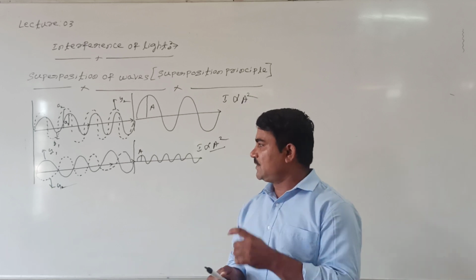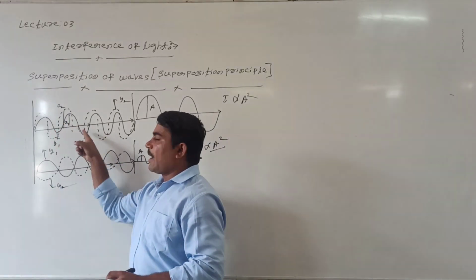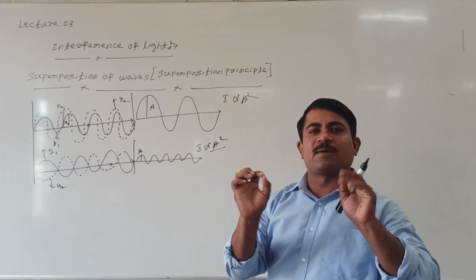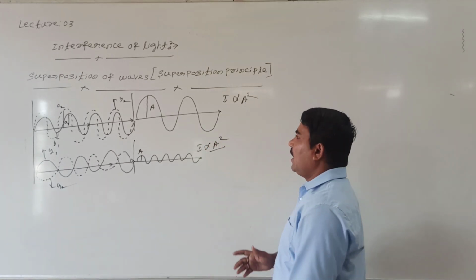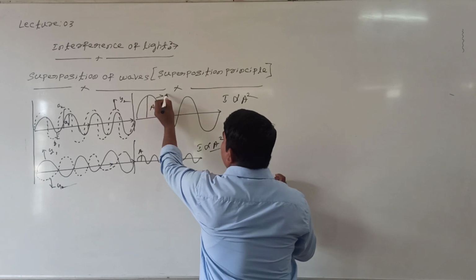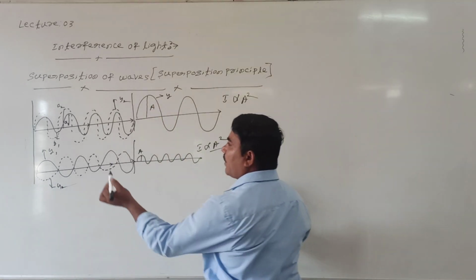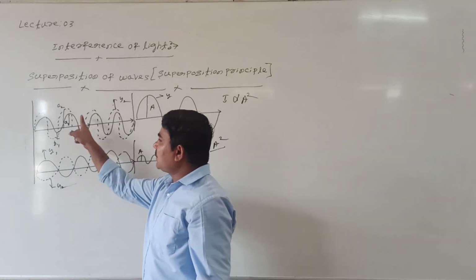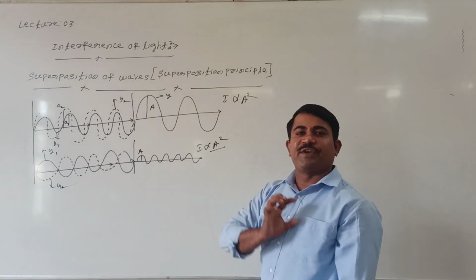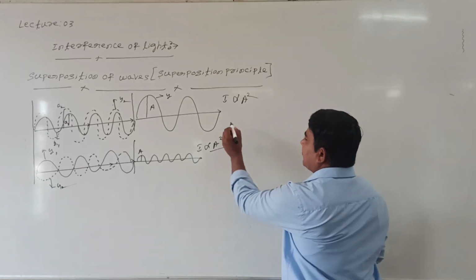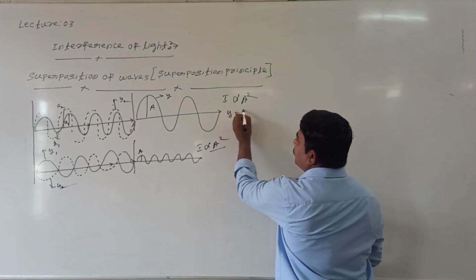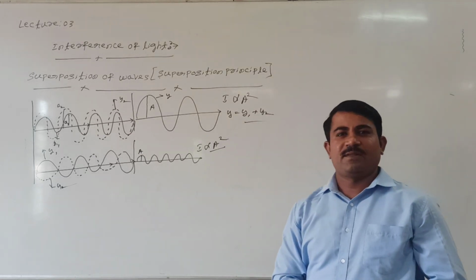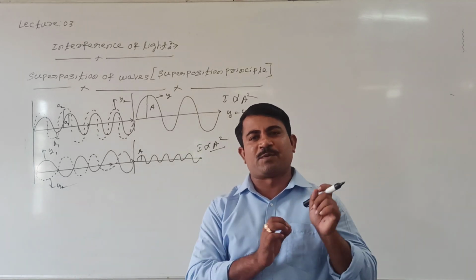So here what happens? Whenever a crest is overlapping the crest or a trough is overlapping with the trough, let us take the displacement of the resultant wave. I can take this as the displacement of the resultant wave, because here two waves are available. One is y1, the second one is y2. Wherever a crest is overlapping with a crest or a trough is overlapping with a trough, the resultant displacement can be given according to the superposition principle, that is y1 plus y2.